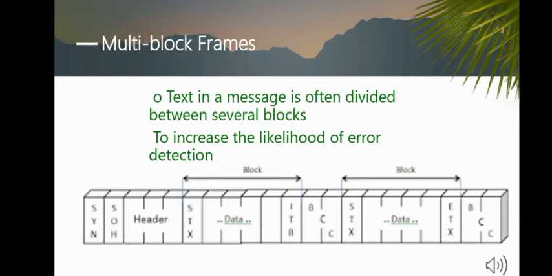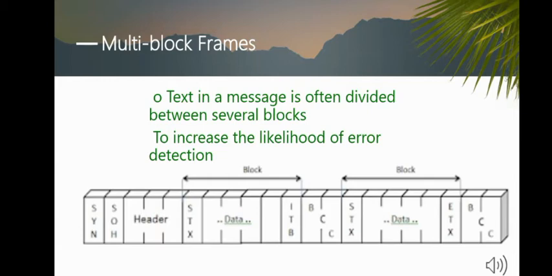The probability of an error in a block of text increases with the length of the frame. The more bits in a frame, the greater the likelihood that one of them will be corrupted in transit, and the greater the likelihood that changes in several bits will cancel each other out and make detection difficult. For this reason, text in a message is often divided between several blocks.